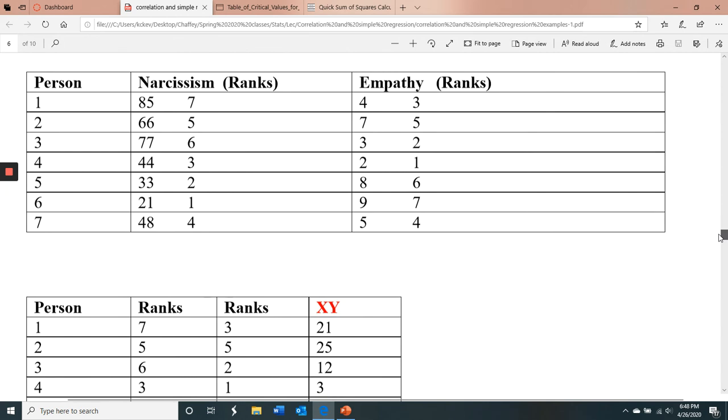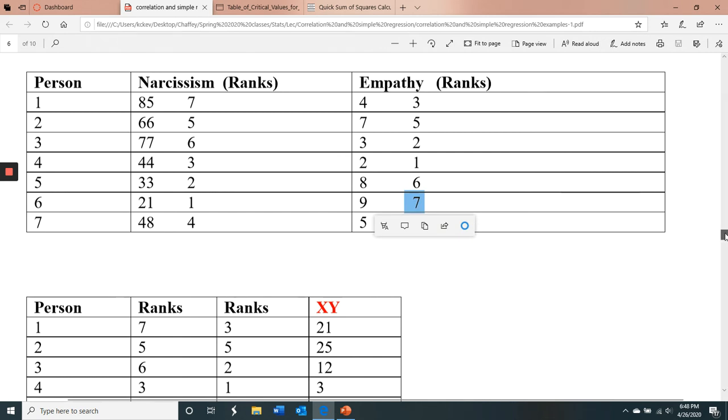So here should be your ranks. So here's the ranks on narcissism. 1 being the lowest score on narcissism, 7 being the highest score in our sample. And then the lowest score on empathy is a rank of 1. Highest score on empathy is a 7.